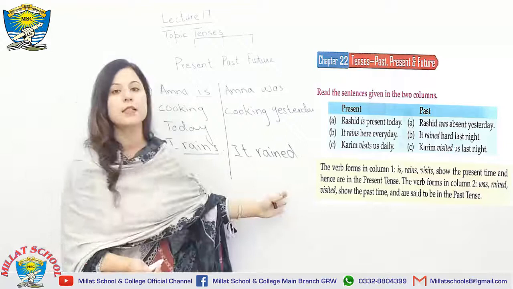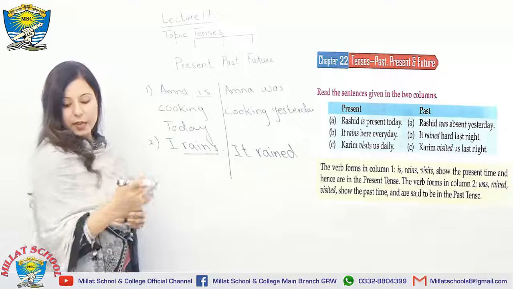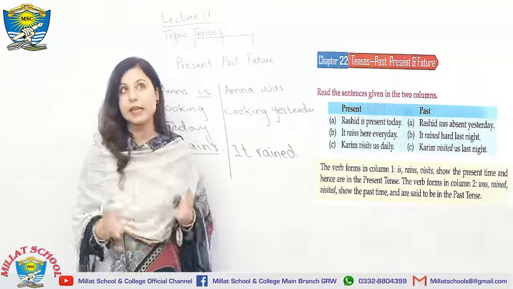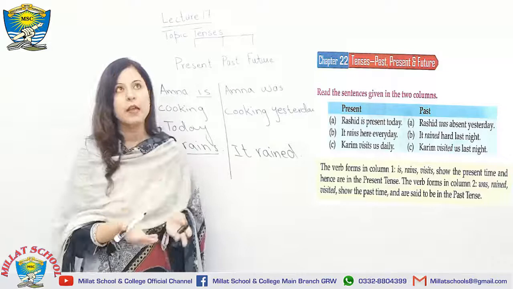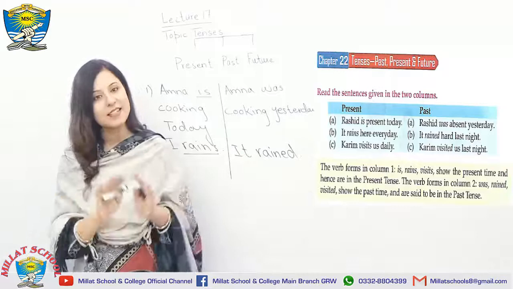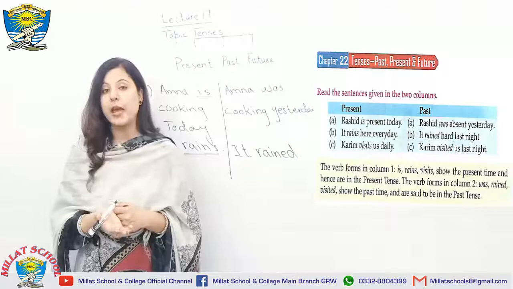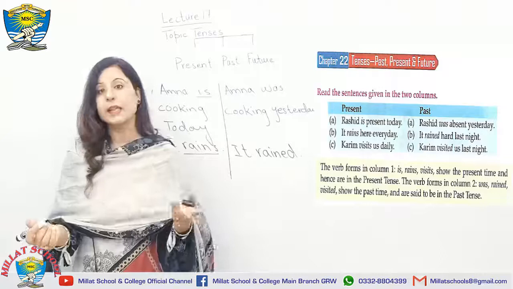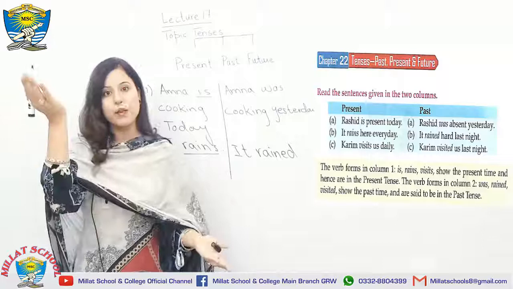So let's move to one more example. Kareem visits us daily. If I use daily here, this tells us the continuity of the time. Kareem visits us daily. So how am I going to change it into the past? I shall use Kareem visited us. Daily will be changed to last night, because I have to put some specific timing here. I am talking about something that was daily and then I shall convert it into past. It becomes last night.